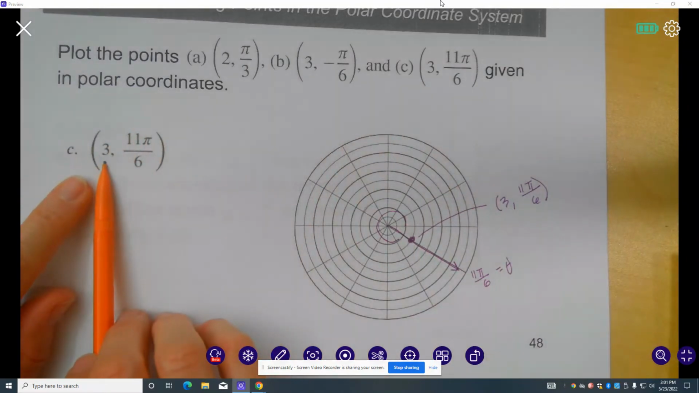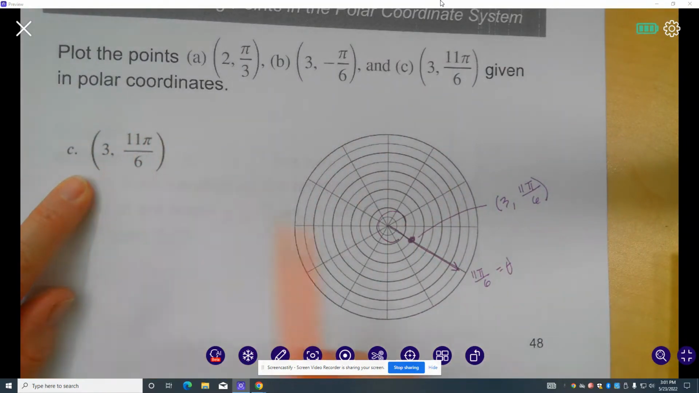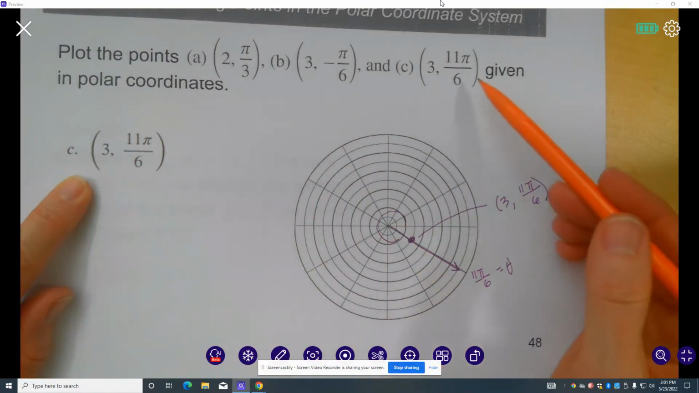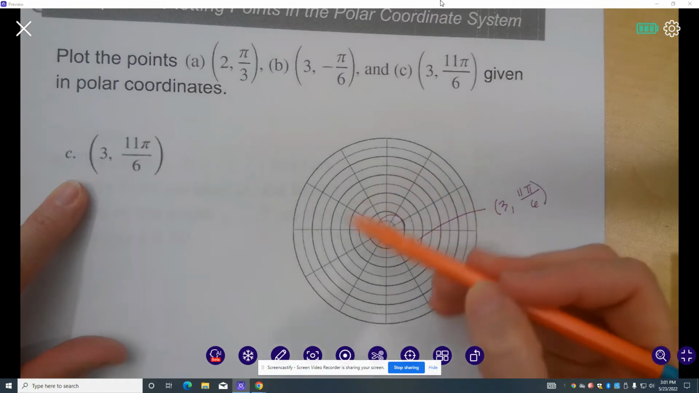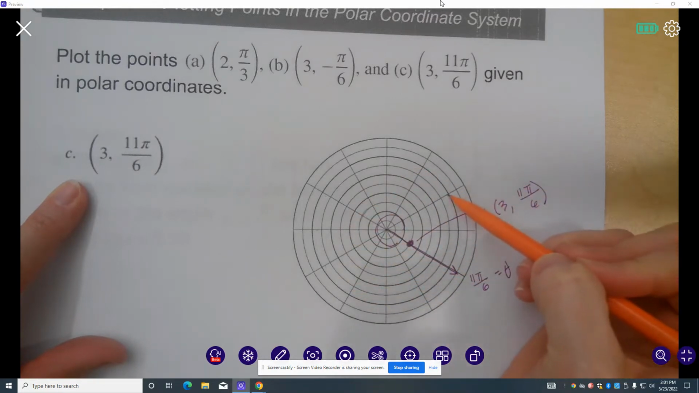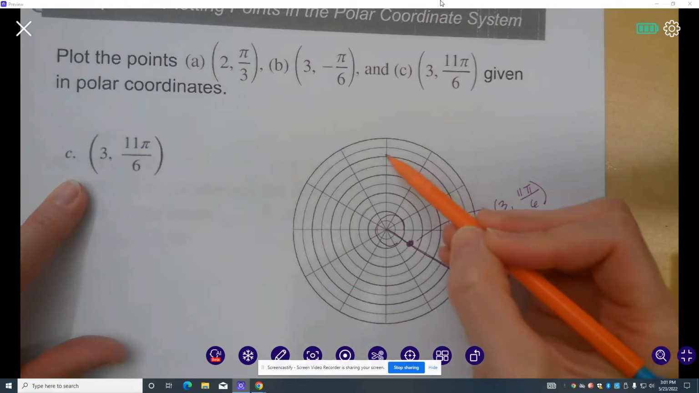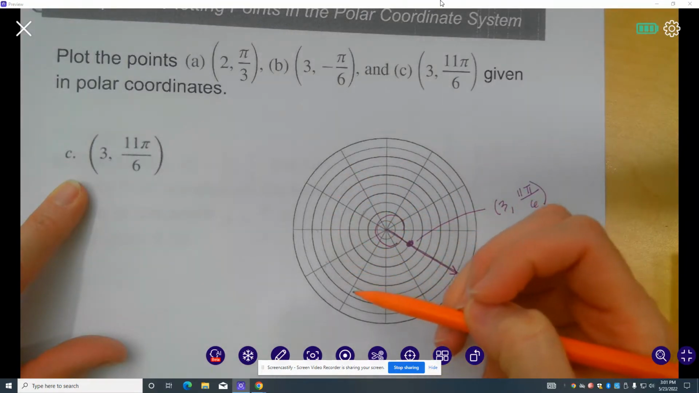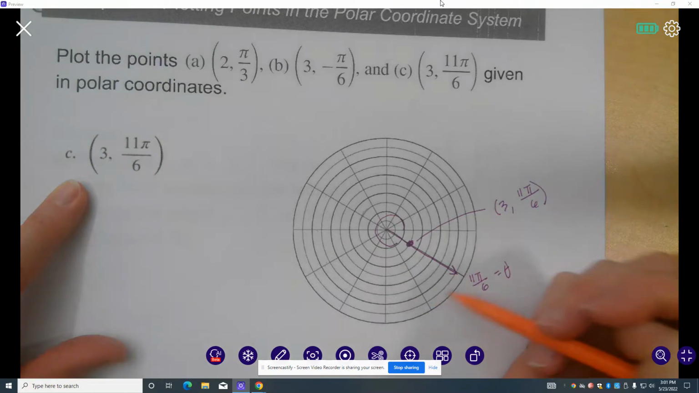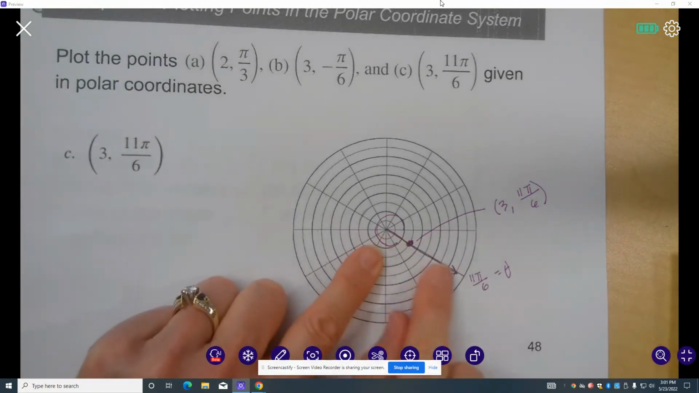is r equals 3 again. So I know I'm gonna use the third circle, and this time I'm doing 11 pi over 6. So if you forgot where that is on the unit circle, just start doing your counting. 1 pi over 6, 2 pi over 6, 3 pi over 6, 4 pi over 6, 5 pi over 6, 6 pi over 6, 7 pi over 6, 8 pi over 6, 9 pi over 6, 10 pi over 6, 11 pi over 6. So this is the angle 11 pi over 6.